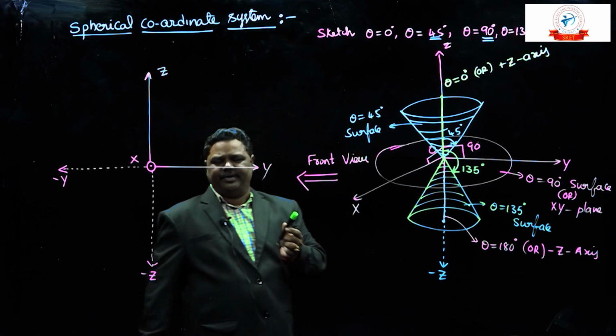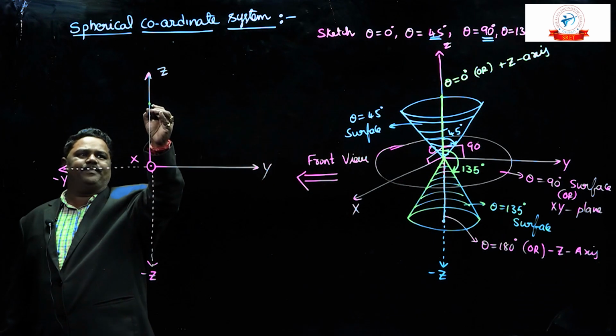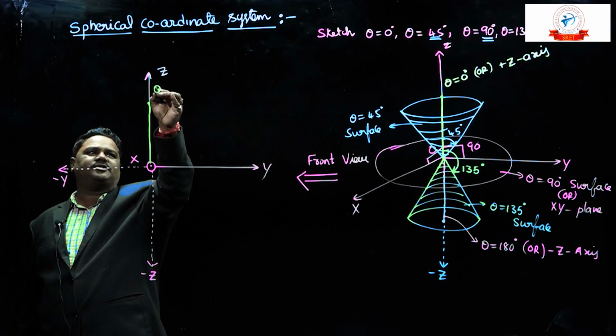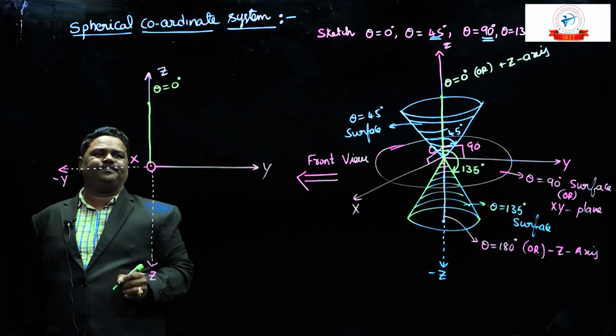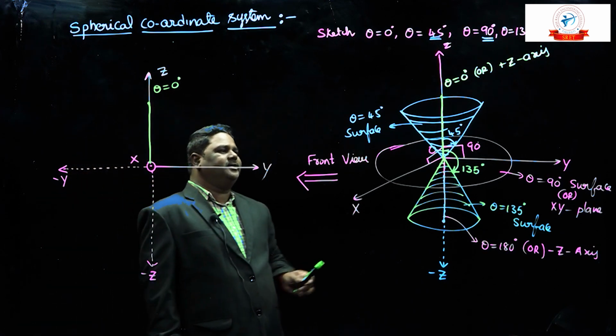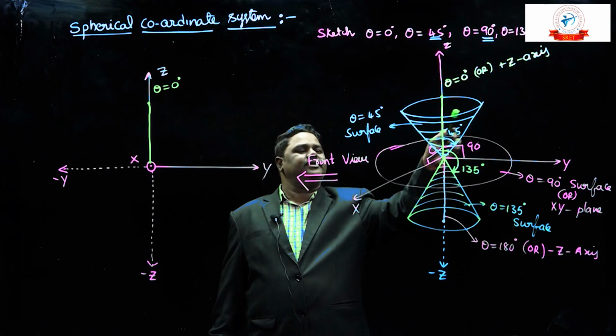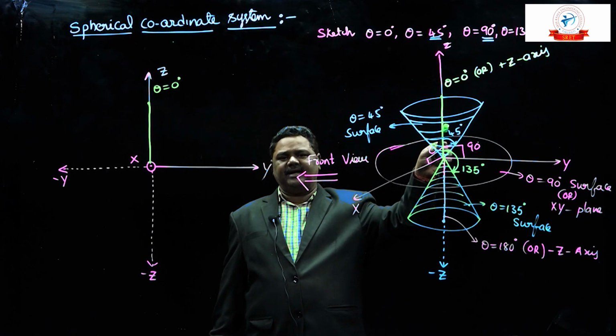Okay. In the front view, the positive z-axis looks the same. There is no change. So this is theta equal to 0. Next, consider theta equal to 45. Theta 45 is a cone here. So in the front view, the cone looks like a triangle.